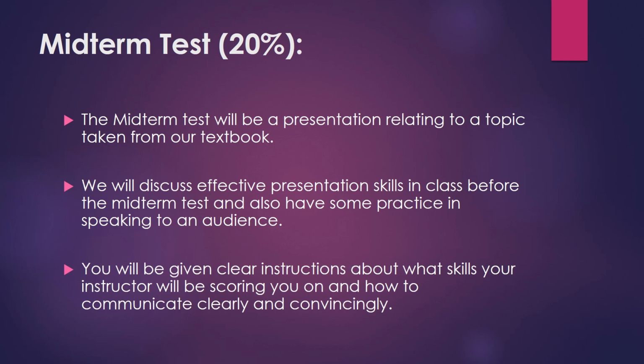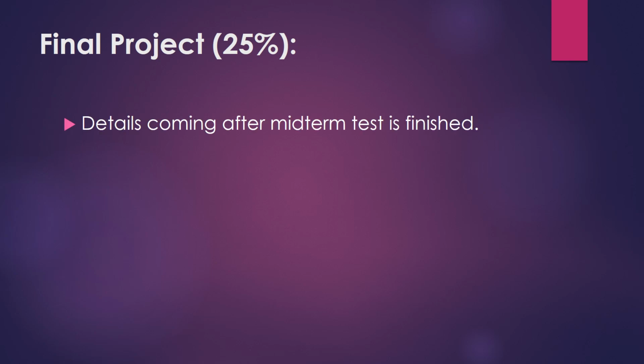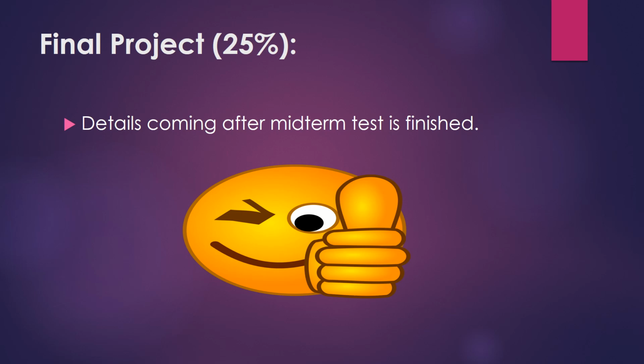You will be given clear instructions about what skills your instructor will be scoring you on and how to communicate clearly and convincingly. So I will give you all of the information about this test later. The final project. The final project is also a presentation, but we don't need to really talk about it yet. We can wait until later in the semester and we'll give you all the information about that.